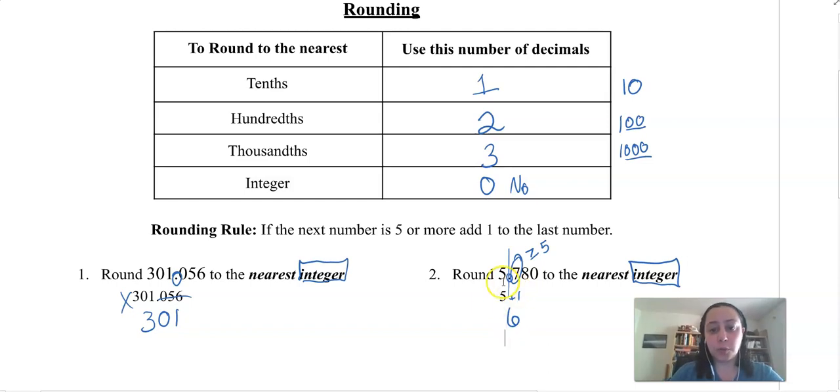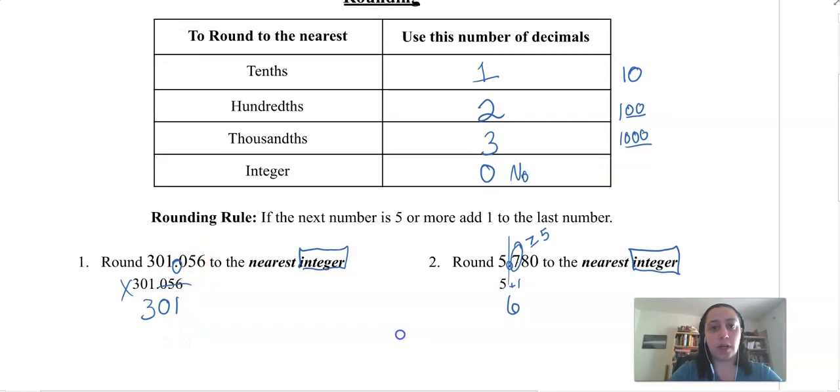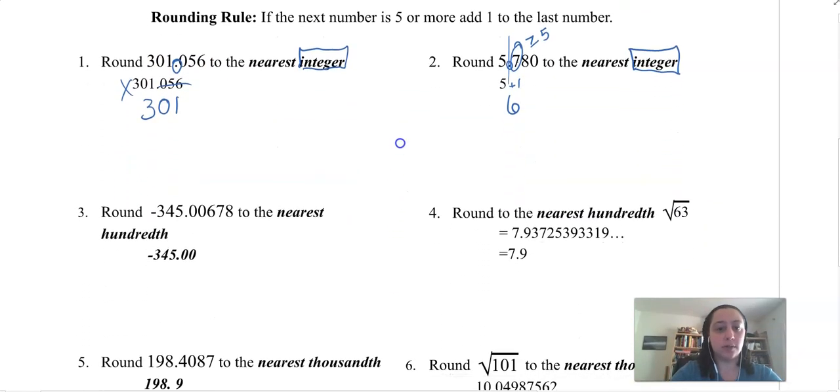And this is true because 5.7 is closer to 6 than it is to 5. That's why we round up if a number is 5 or more. And we round down if it's less, because it would be closer to 5, like 301 was closer than 302 to this number. Let's do a few more error analysis questions.